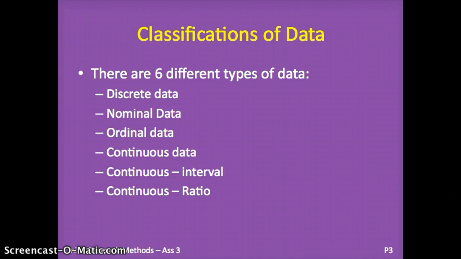Nominal data is where the participants are put into categories. This type of data is known as frequency data. This has a wider range of data. An example of this would be shoe size.